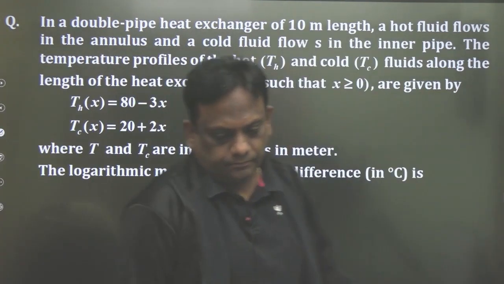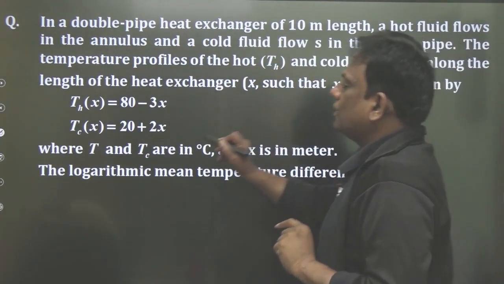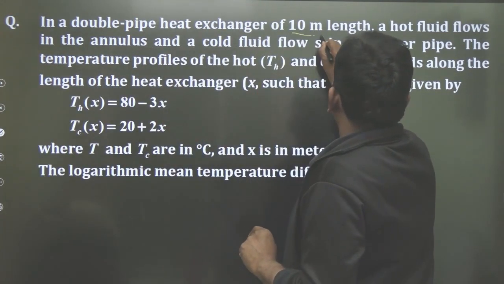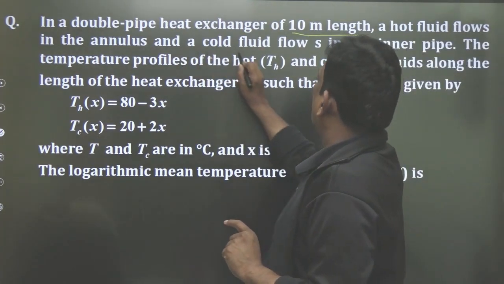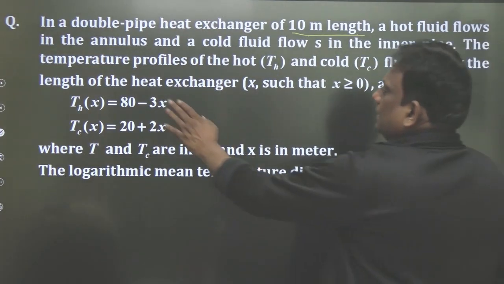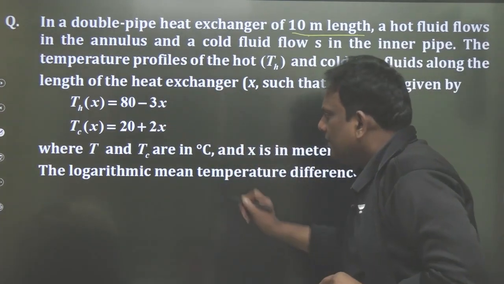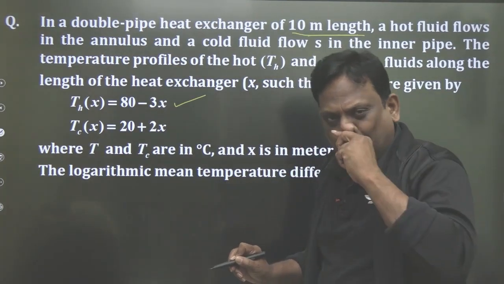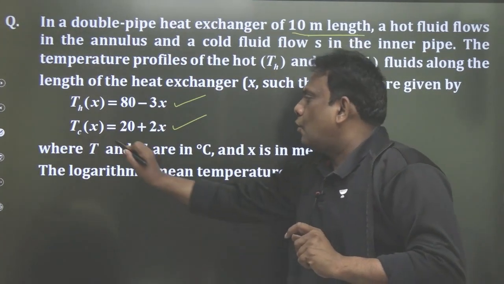Now, in a double pipe heat exchanger of 10-meter length, focus on this length. Let me repeat, the length is 10 meter. A hot fluid flows in the annulus and a cold fluid flows in the inner pipe. The temperature profiles of hot and cold fluid are given along the length of the heat exchanger. This is the temperature variation of the hot fluid along the length, and this is the variation of temperature along the length for the cold fluid.